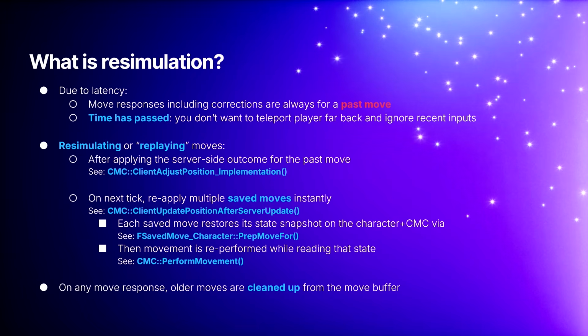So perform movement is a really important function because it gets called when the client originally predicted movement. It gets called on the server when the server executes the client received move, the client sent move. And on a correction, the client will call perform movement again to resimulate.